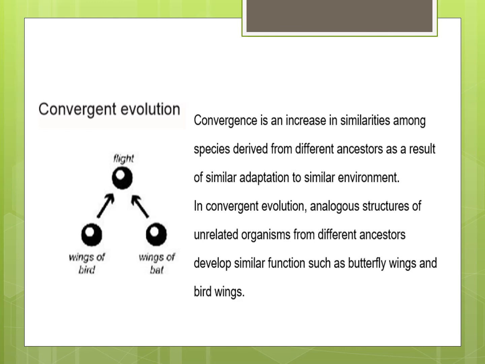Convergence is an increase in similarities among species derived from different ancestors as a result of similar adaptation to similar environment. In convergent evolution, analogous structures of unrelated organisms from different ancestors develop similar functions such as butterfly wings and bird wings.